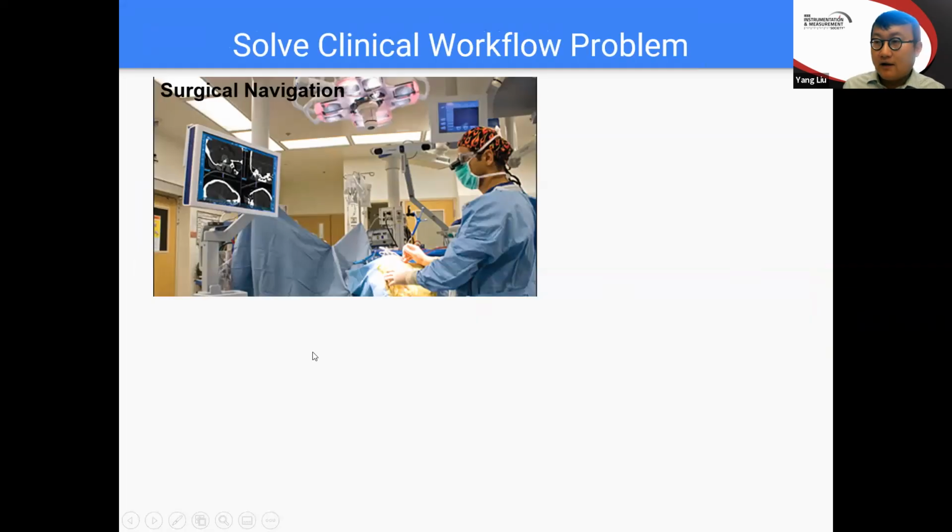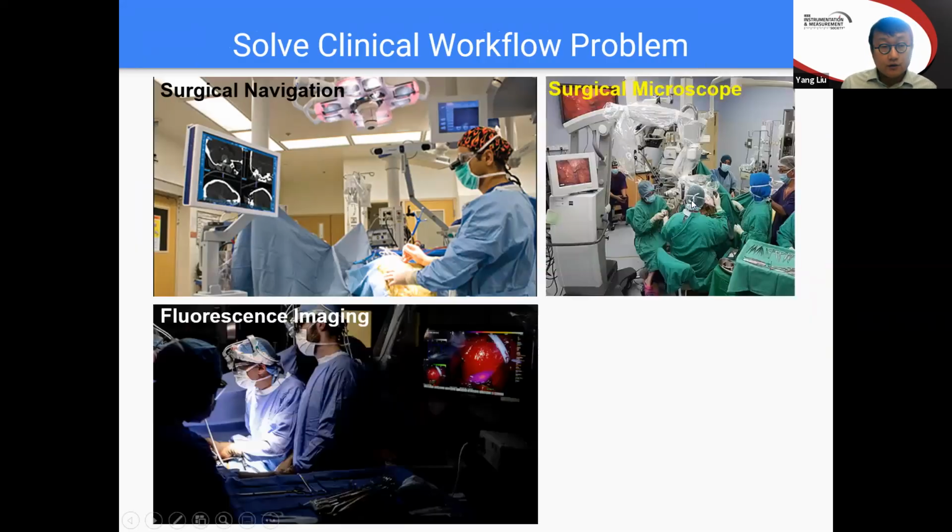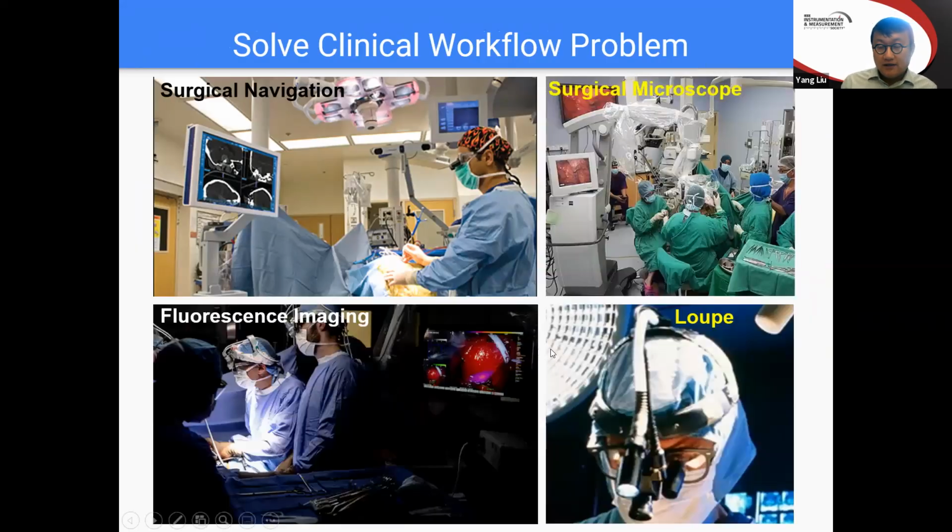So with these different areas of research that we have embarked on, we hope we can solve the clinical workflow problem in a holistic manner. Instead of having surgical navigation, surgical microscope, fluorescent imaging, and traditional loupes, we could have one platform that can present the information to the surgeon in real time in 3D in a very intuitive manner.